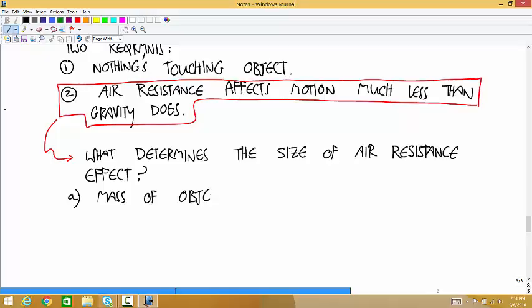If everything else about the object stays the same, the more massive an object is, the less air resistance affects its motion. So if you increase the mass, that causes a decrease in the air resistance effect.